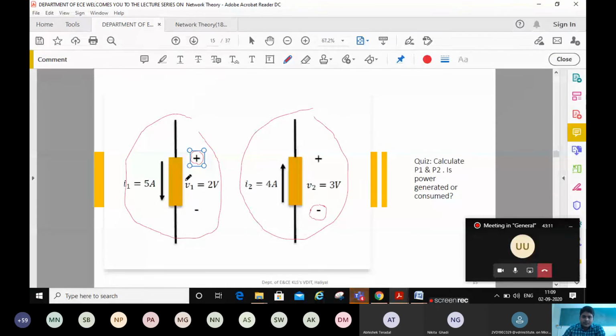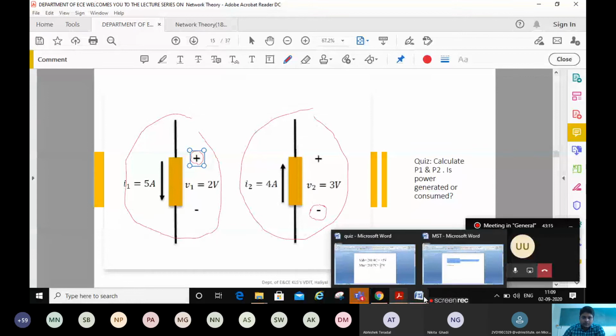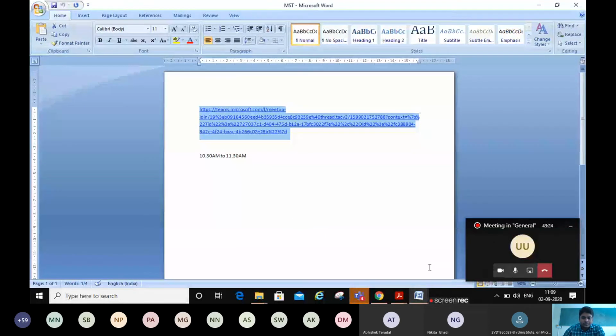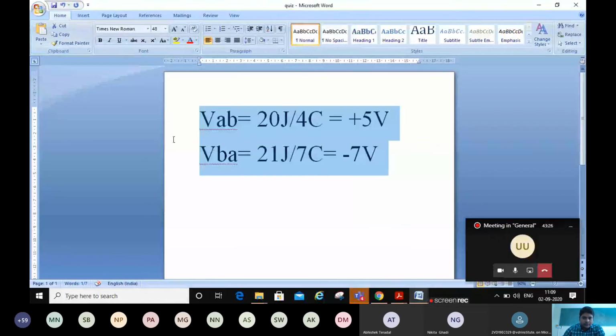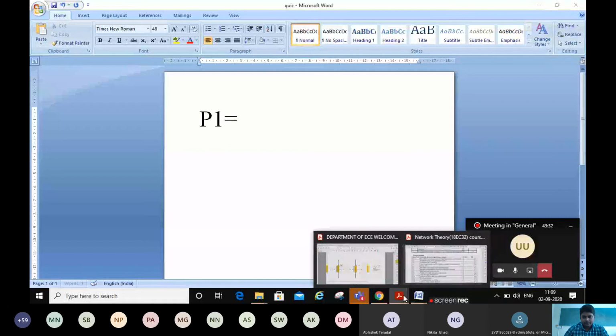Okay, so if you consider the first one P1, so we know the value of the current and voltage. Current is 5, voltage is 2, but how to consider them? So if you consider the given things, so P1 I can write it as what now?